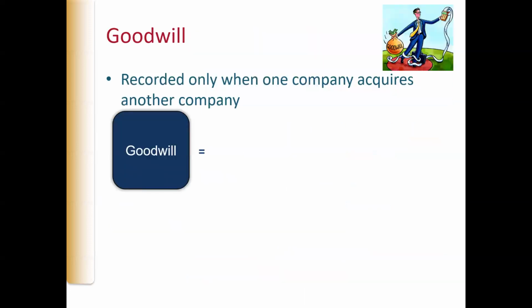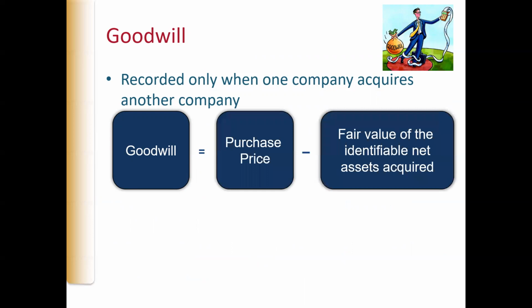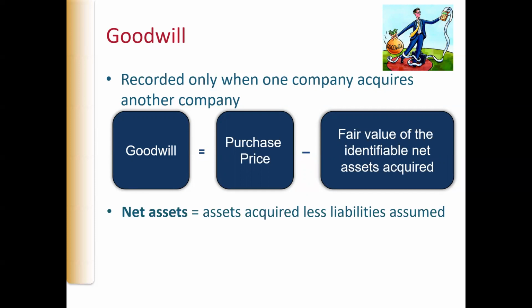Now, goodwill is an intangible. This only occurs when one company acquires another company. The way you figure out the amount allocated to goodwill is you take the purchase price minus the fair value of the net assets acquired, and anything above and beyond that will be categorized as goodwill.